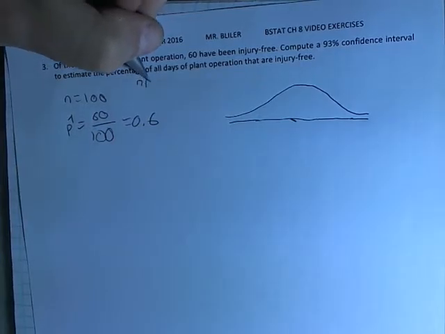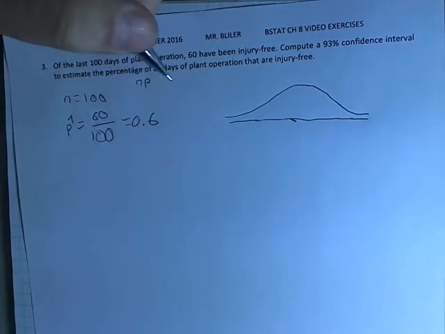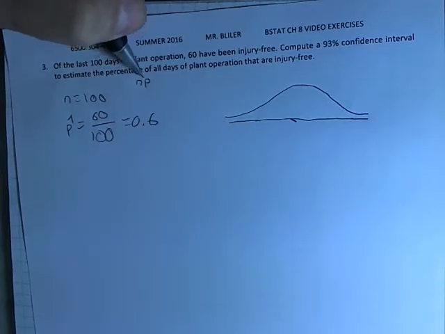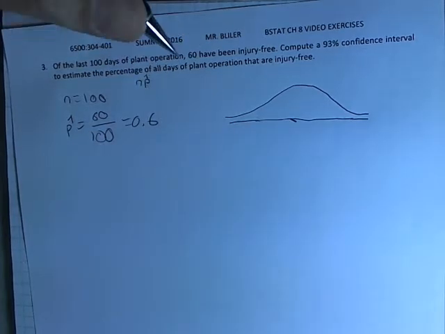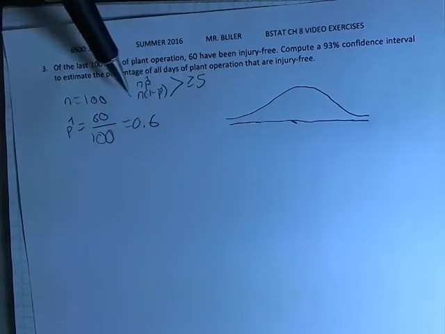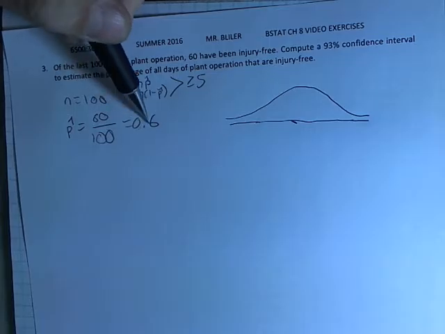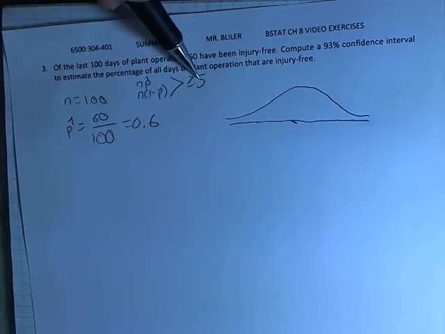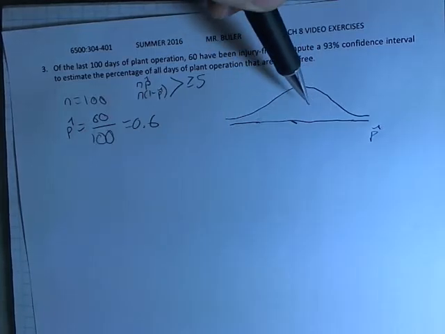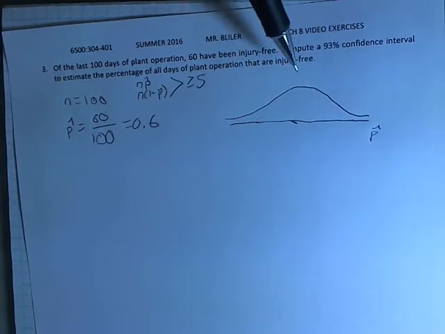So in reviewing our assumptions quickly, we need to make sure that n multiplied by p, estimated by p hat, as well as n multiplied by the complement of p hat, 1 minus p hat, both of those must be greater than or equal to 5. The smaller of these will be 100 times 0.4, which is 40. That's greater than 5, so that allows us to utilize our standard normal distribution to solve for this confidence interval.